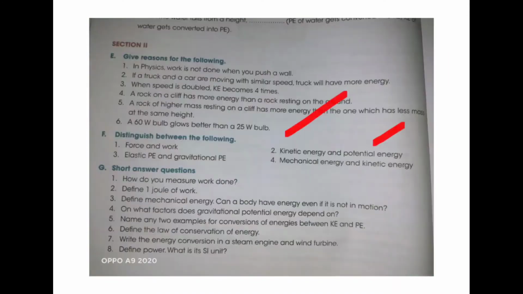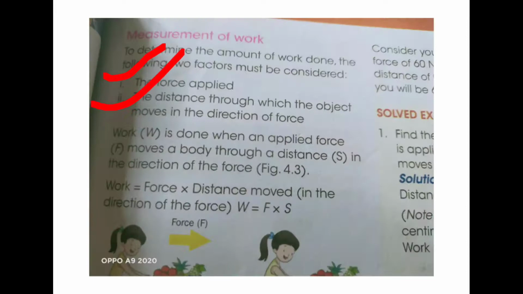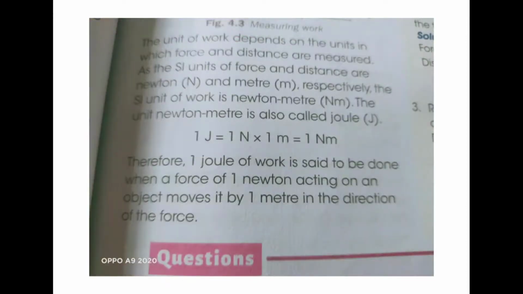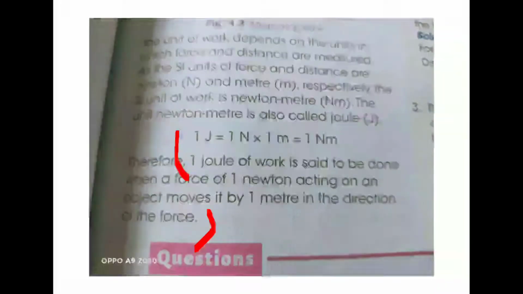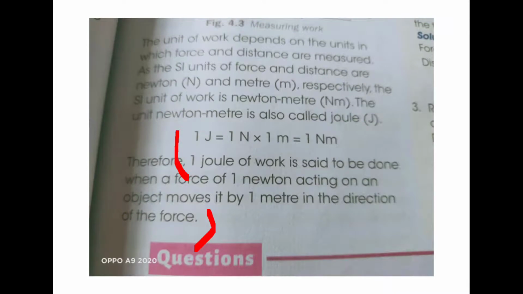Okay, so next question, define 1 joule of work. You will be writing: 1 joule of work is said to be done when a force of 1 Newton acting on an object moves it by 1 meter in the direction of the force.